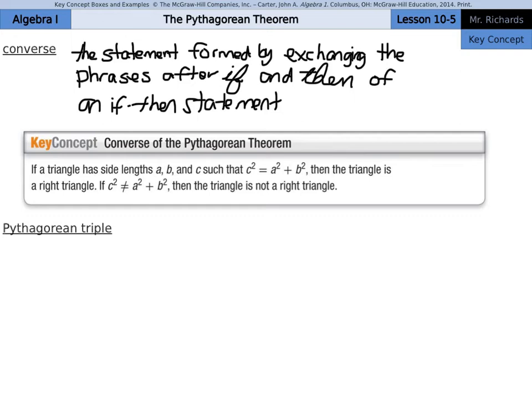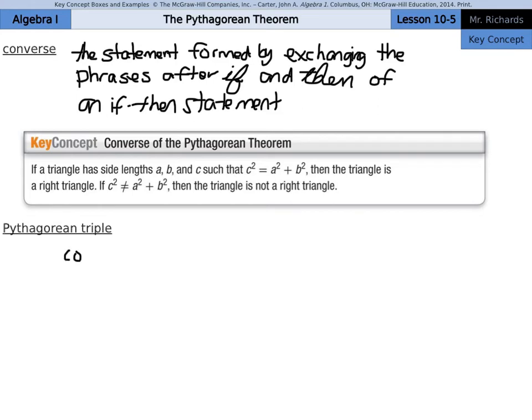So instead of saying again, if a triangle is a right triangle, then a squared plus b squared equals c squared, we're saying if a squared plus b squared equals c squared, then it's a right triangle. And of course, if a squared plus b squared does not equal c squared, then it's not a right triangle. And so what we can use is this converse of the Pythagorean theorem to determine whether or not side lengths will form a right triangle. And for that, we have the Pythagorean triple.